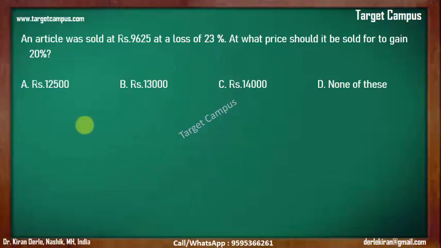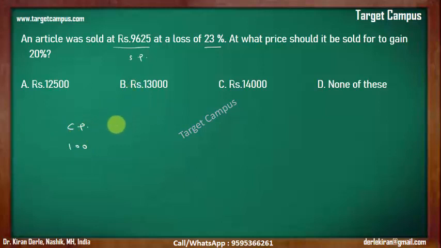An article was sold at rupees 9625 at a loss of 23%. An article was sold, this is the selling price, but at a loss of 23%. At what price should it be sold to gain 20%? Right? So let's see. In these types of questions we are always concerned with CP, MRP, selling price, cost price, and take them as 100 only. In most cases you have to take this as 100.